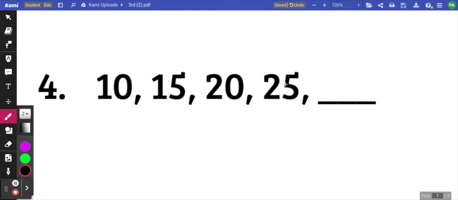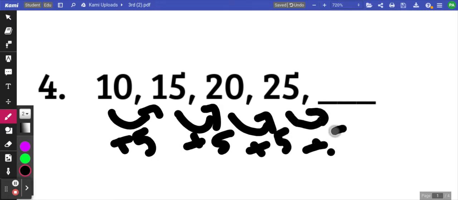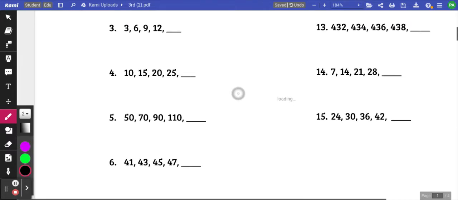But something a little harder, like number 4. So 10, 15, 20, 25, we're gonna guess the next one. Now, it may seem simple because the multiplication table of 5 is very simple. But let's say you didn't know it. How would you be able to figure it out? Well, let's think about it. How did we get 10 to 15? Simply plus 5, right? And what about 15 to 20? Plus 5. And 20 to 25? Plus 5. So then now we're going to do another plus 5. So what is 25 plus 5? 30. So that is the next number in the pattern.